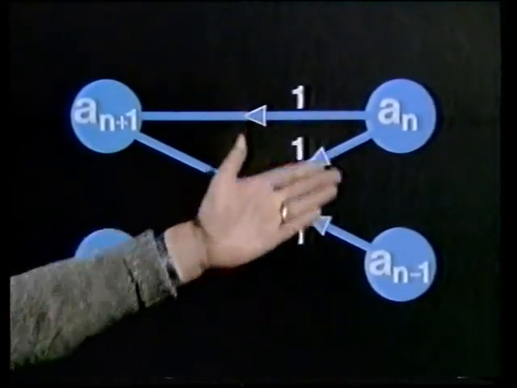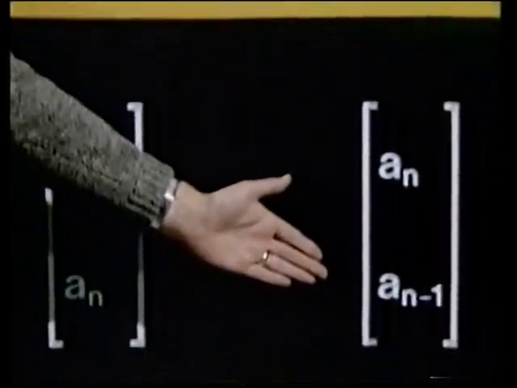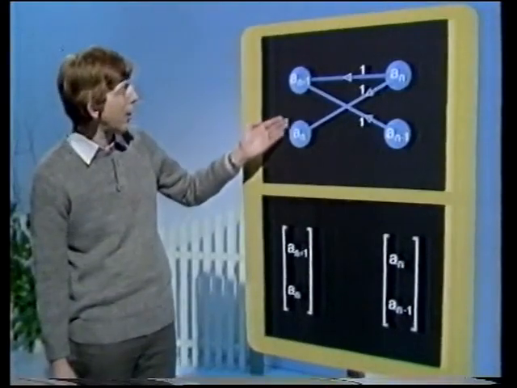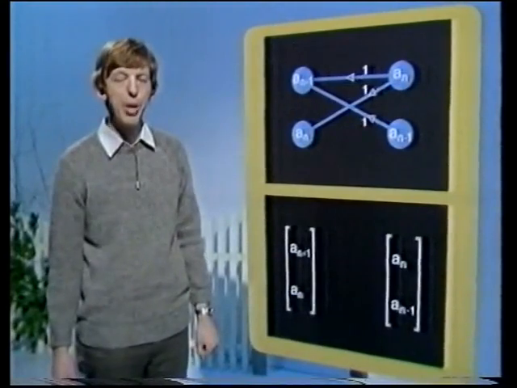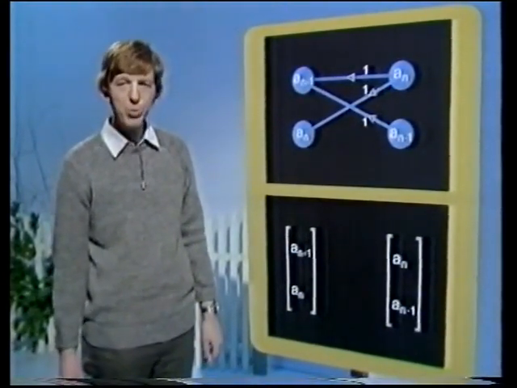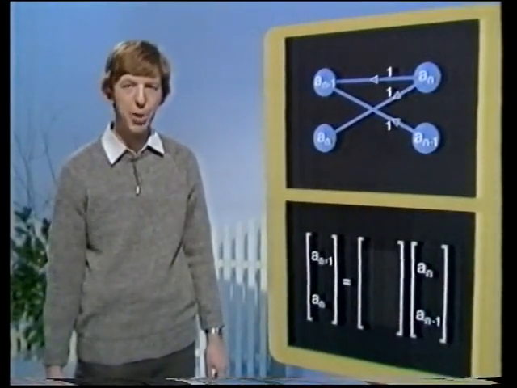Well, we can represent this situation by a column matrix, like this. And similarly, this column matrix represents the situation in the following month. So each of these column matrices represents a pair of successive Fibonacci numbers. Now, if we want to represent the change in the situation from this to this, then we can do it by multiplying by a 2 by 2 matrix.